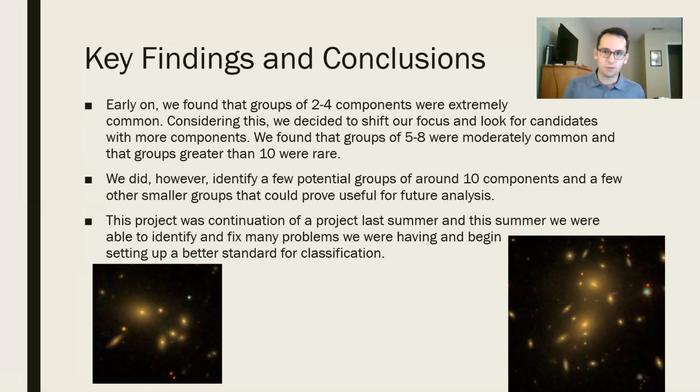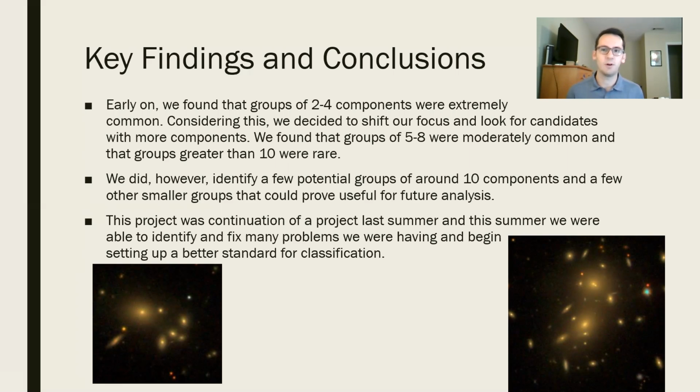So again, these pictures are from Sloan on this one. So our key findings and some conclusions that we were able to draw. The big thing that we noticed very early on was that groups of 2 to 4 were very, very common. And so we wanted to refine our search to find more extreme examples of groups, possibly between 5 and 10. 5 to 7 or 8 we found were pretty common.